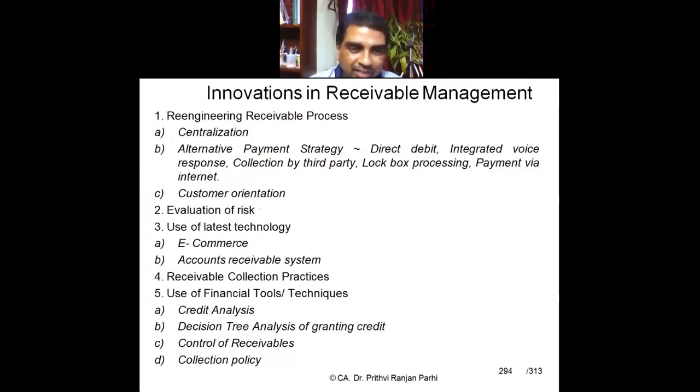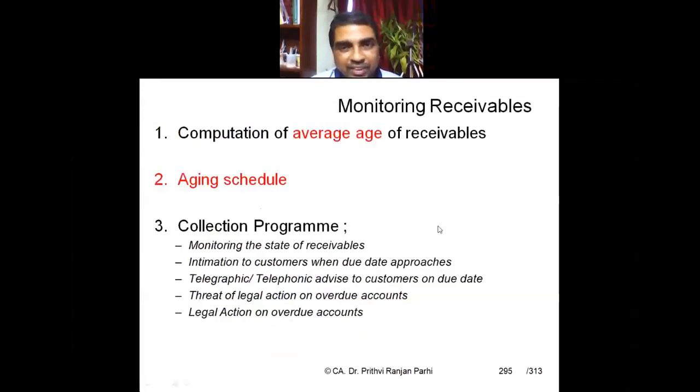E-commerce, account receivable system. Through all these innovations, it has become easier to manage receivables. Any doubt you have in any of these items? Otherwise, you can go through it later on. Theoretical areas, some of these explanations you can get from your study material. You can understand.